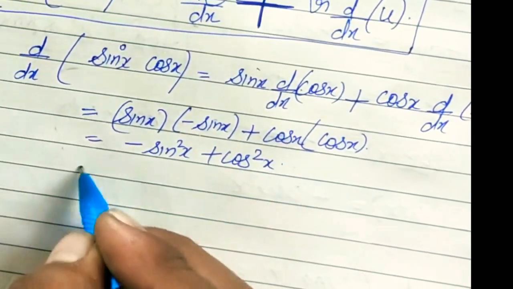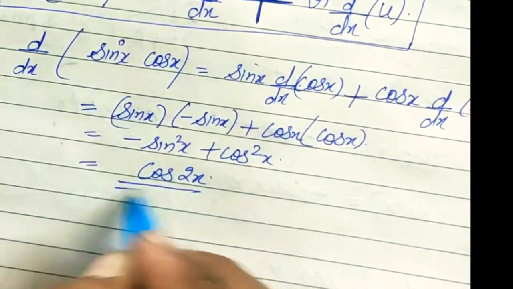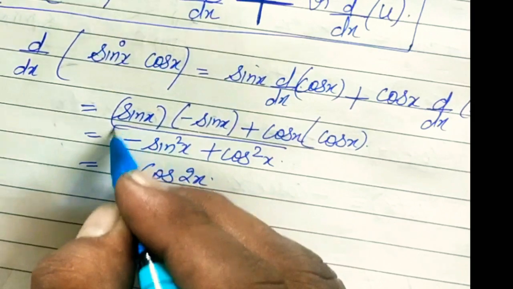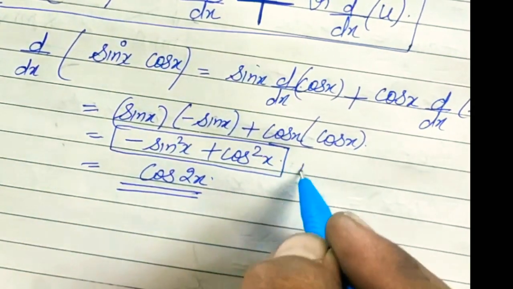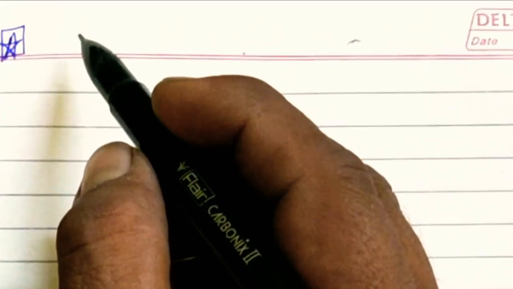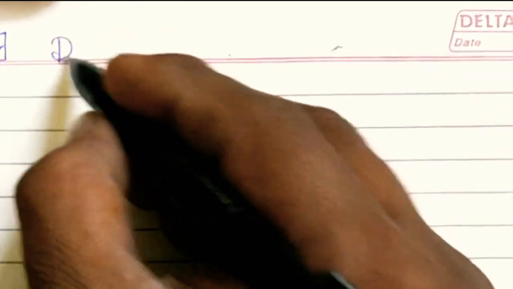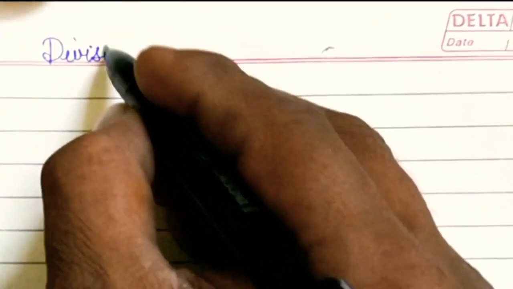Now if you have an idea of trigonometry, then this is the formula of cos 2x. Otherwise you can leave it like this. It is also equally right. So until now we have checked the formula for multiplication and differentiation. Now we'll talk about division and differentiation.